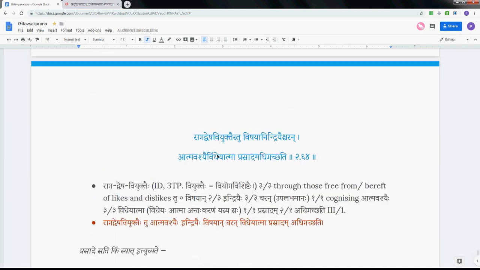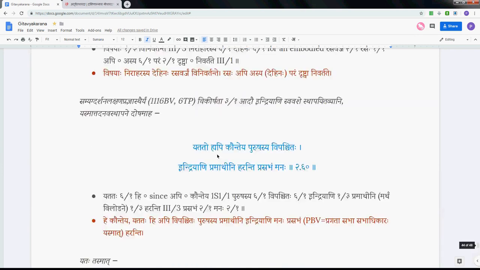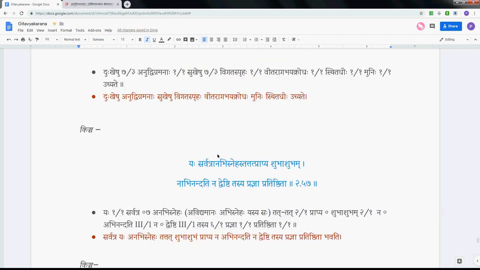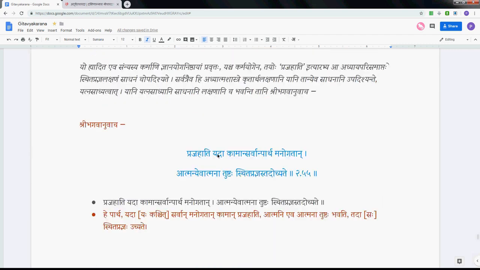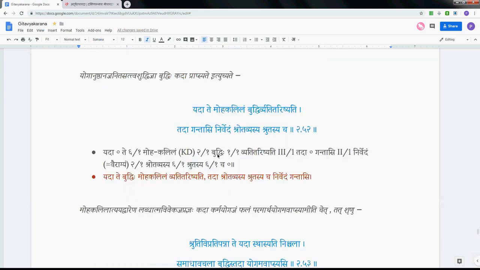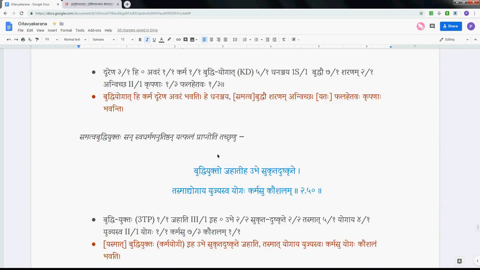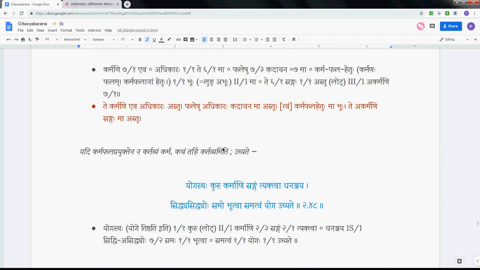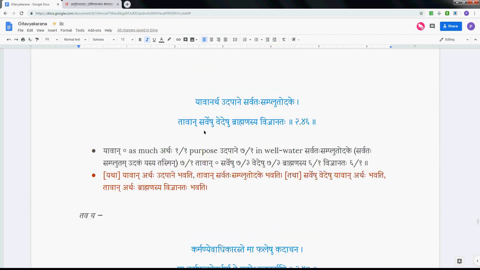he has attained whatever, his kritakritya. His kritakritya because, I forget the shloka, Brahmanase vijanata: yavan artho udapane sarvata sampluto udake tavan sarveshu vedeshu brahmanase vijanata. Just like a person who wants little water, all the resources of little water bodies in the drishtanta, and in the darshtantika, all the karmas and karma phalas, what were they going to bring? What are these small water bodies going to bring? That is attained when one gets a huge water resource.